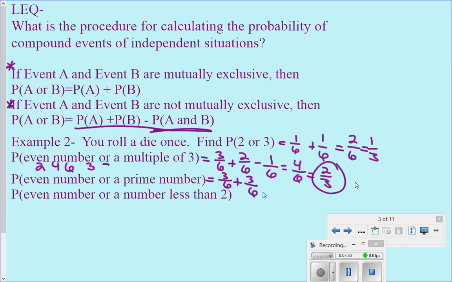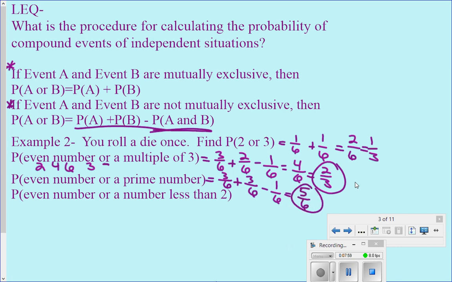Okay, but then I have to subtract the probability of both even and prime. So let me think of those numbers I just listed. I said 2, 3, and 5 are prime, and of those numbers, one of them is even, the number 2. So I have to subtract the 1/6 probability of both even and prime. And when I do that, I'm getting 6/6 minus 1/6, which is 5/6.